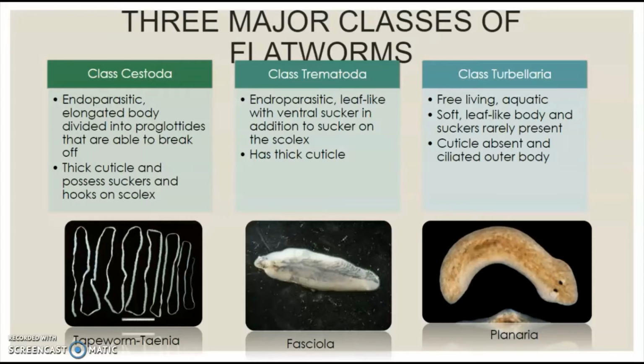Second class is class Trematoda. It is also endoparasitic. Leaf-like with a ventral sucker in addition to the sucker on the scolex. It also has a thick cuticle. The example is Fasciola. And third class is class Turbellaria. It is free living, means it doesn't live in the body of a host, and aquatic. Second, soft, leaf-like body and suckers rarely present. Third, cuticle absent and ciliated outer body, meaning their body has cilia all over. The example of class Turbellaria is planaria.